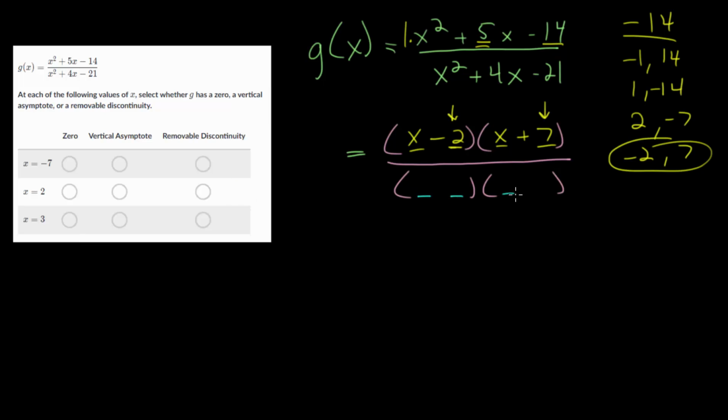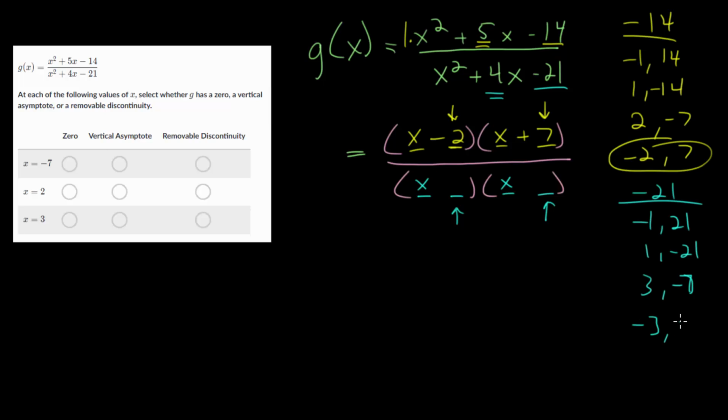It's also a product of two binomials, and this has to be x, and so does this, so that we can get x squared. Now in this one, these two numbers, the constant terms, have to multiply to negative 21 and add to 4. So we'll make our list. To get negative 21, you can do minus 1 and 21, 1 and minus 21. We can do 3 and negative 7, or minus 3 and 7. And these have to add up to positive 4. So that's going to be minus 3 and positive 7.